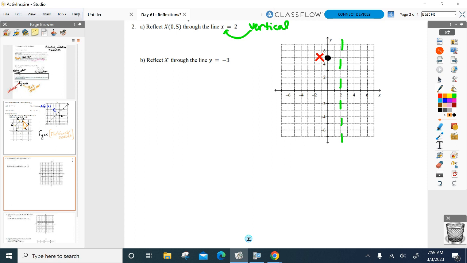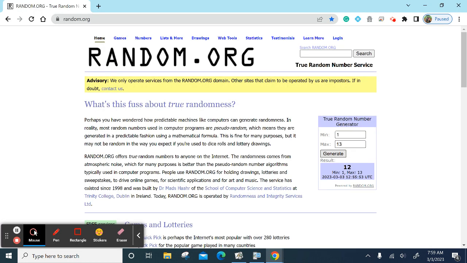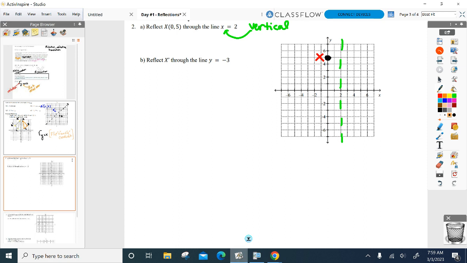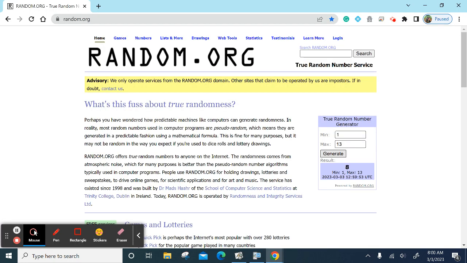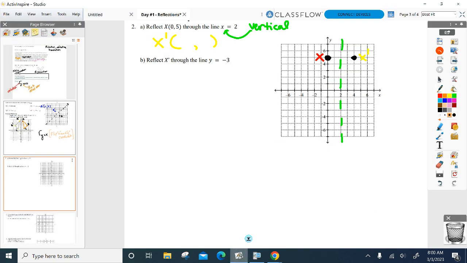Count it. How far is it from that line? I'm not taking anything for granted here. How far is it from the line? 2 units, so everyone please go 2 units in the other direction. 1, 2, right here. Here's X prime. And what is the coordinate of X prime now? 4, 5. We're good?